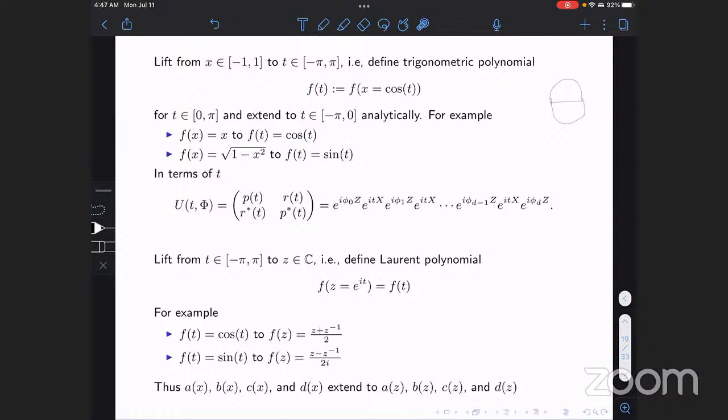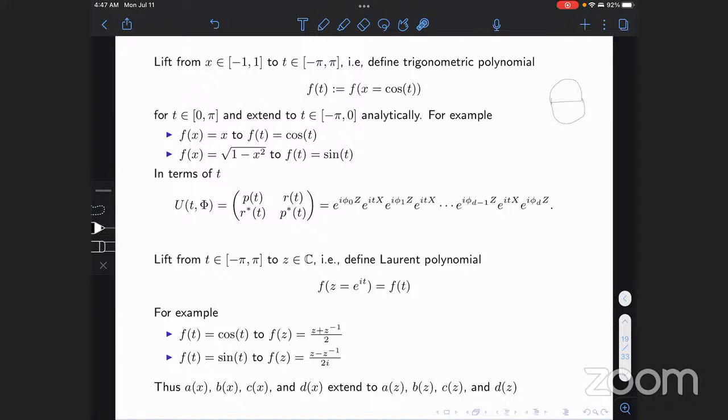And if the function is f(x) equal to the square root of 1 minus x squared, then after you do the extension, it will give you sine t. So you see that if I have a function of the form either polynomials or polynomial multiplied by the square root of 1 minus x squared, the extension onto the unit circle will be trigonometric polynomials.